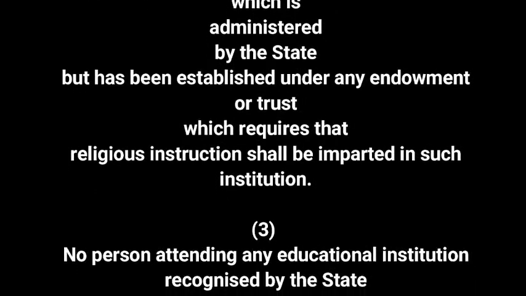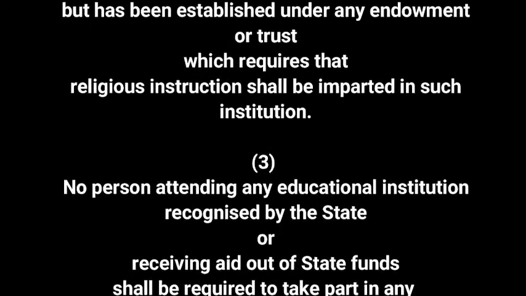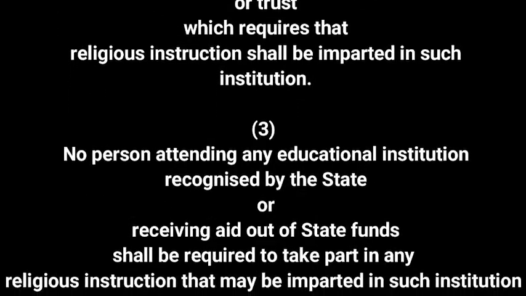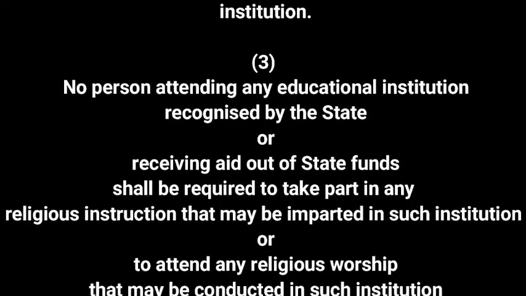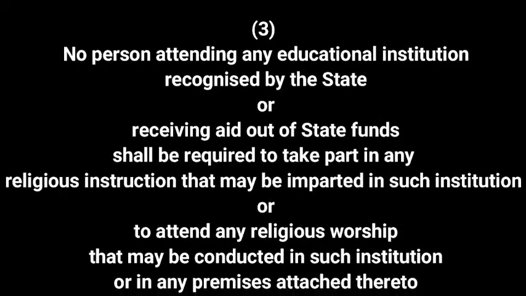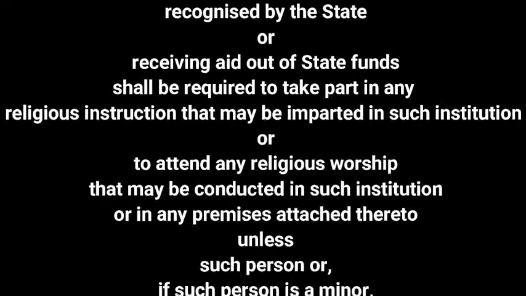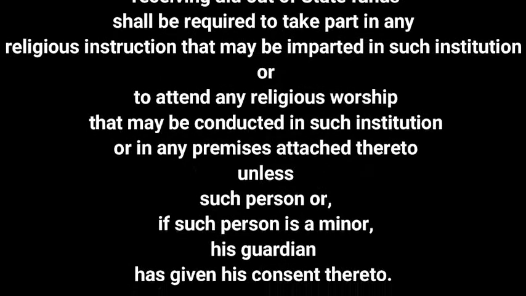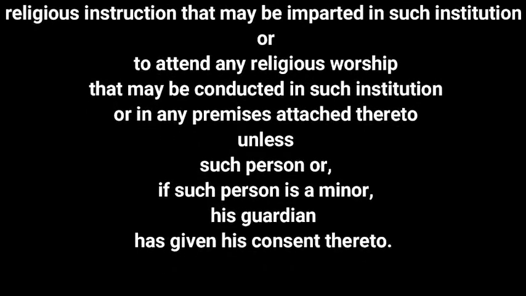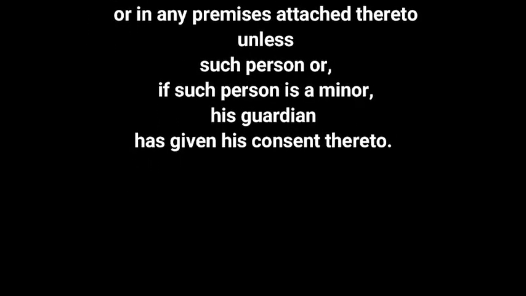3. No person attending any educational institution recognized by the state, or receiving aid out of state funds, shall be required to take part in any religious instruction that may be imparted in such institution, or to attend any religious worship that may be conducted in such institution or in any premises attached thereto, unless such person, or, if such person is a minor, his guardian has given his consent thereto.